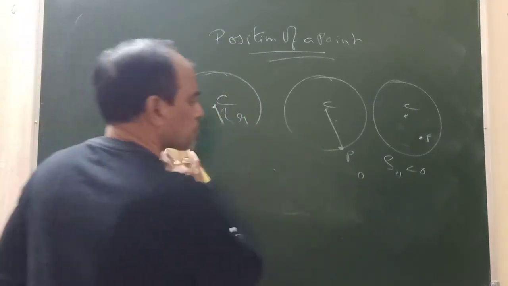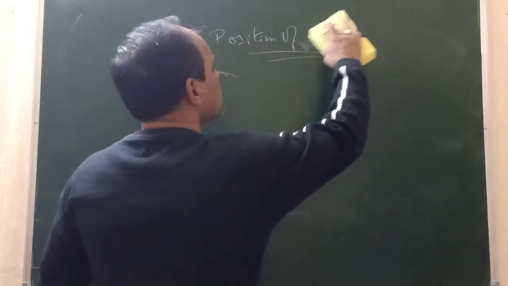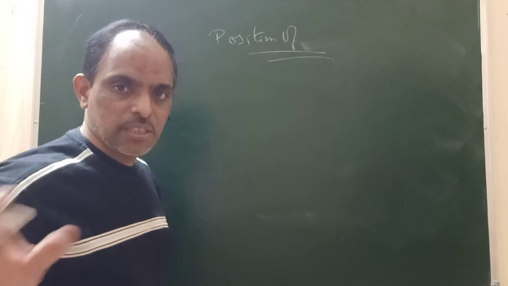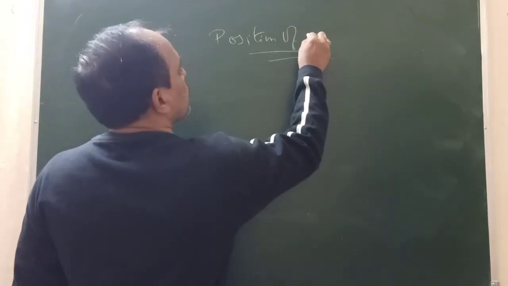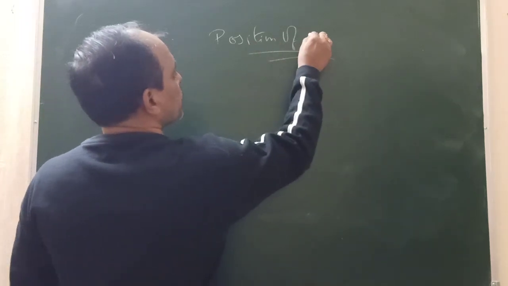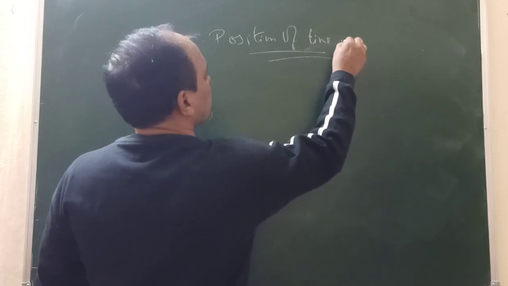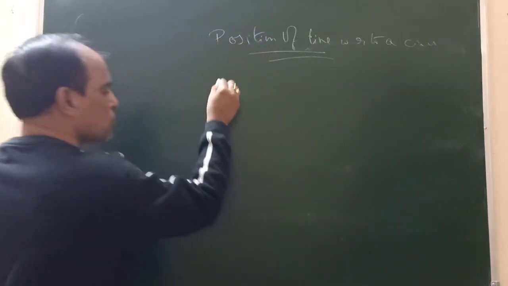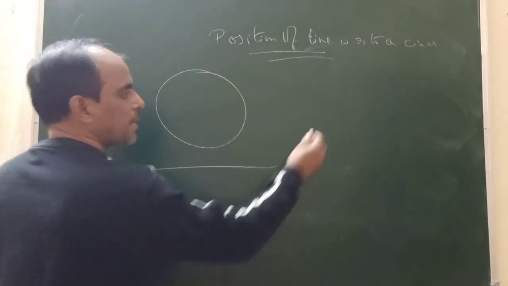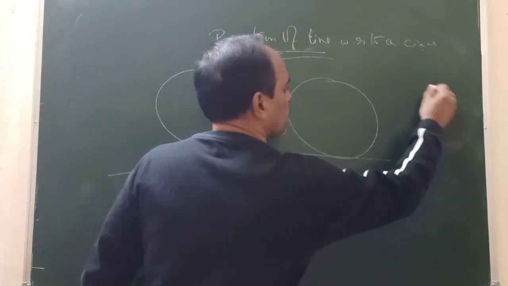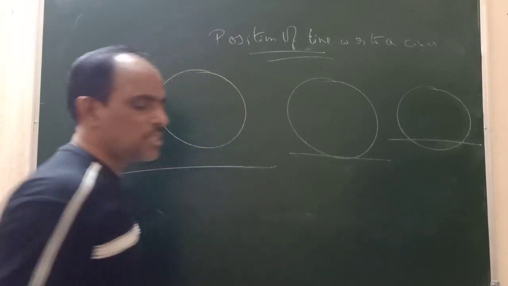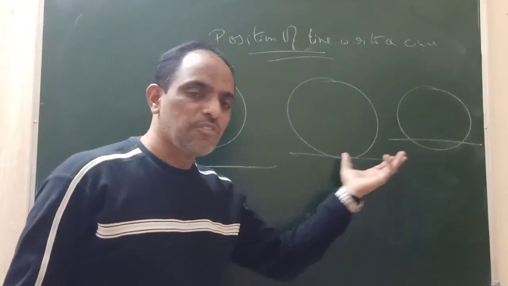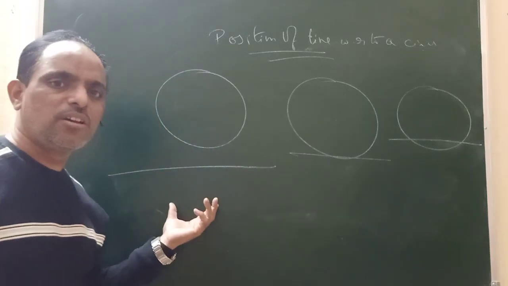Next, coming to position of a line. This is one of the important concepts for JEE Main and Advanced. Position of a line with respect to a circle. So what about the line? The line may be like this, or like this, or like this. These are the three possibilities: a line cuts the circle, a line touches it, or it neither touches nor intersects.